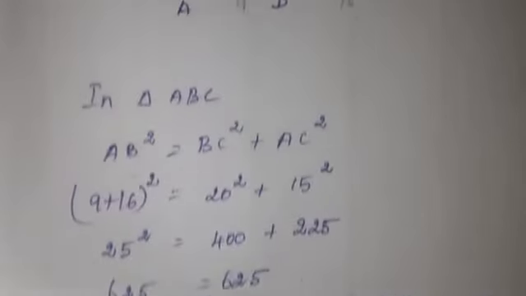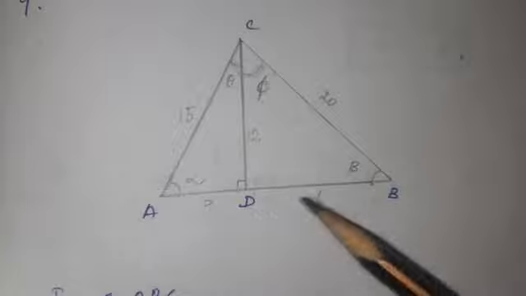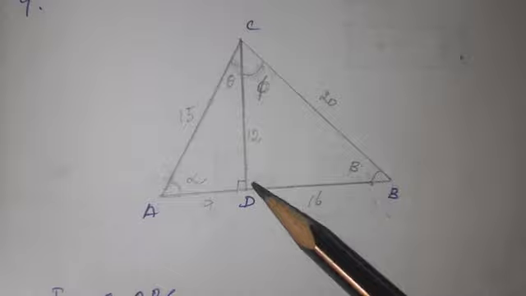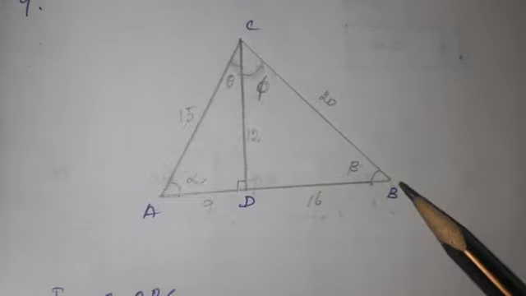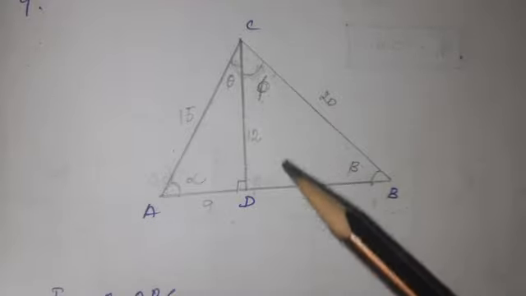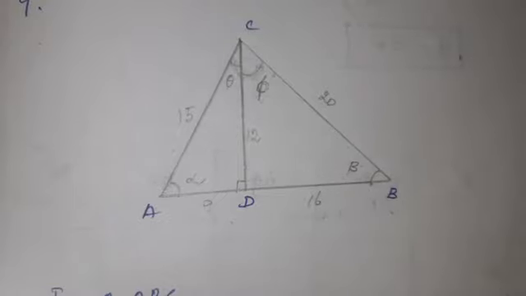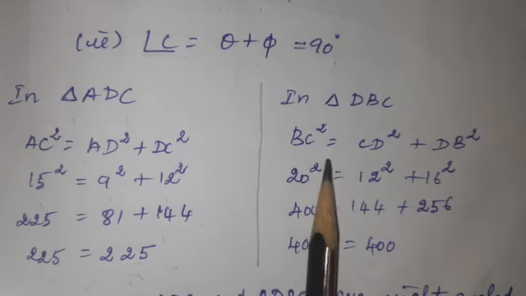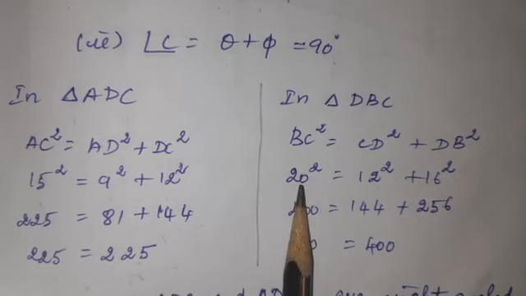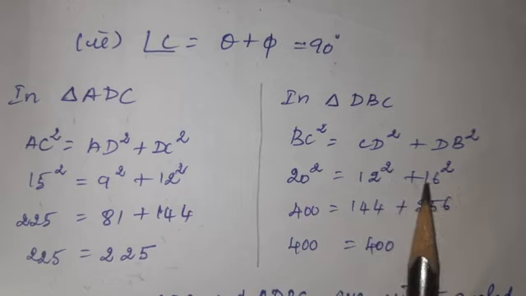Next we have to prove that the other triangle is a right angled triangle. The name of the triangle is DBC. When you see this triangle, here it is the right angle. Opposite the right angle is the hypotenuse, so BC is the hypotenuse. By using the Pythagoras theorem, BC square is equal to DC square plus DB square. BC is given in the diagram as 20, so 20 square is equal to CD value given as 12 square plus DB value 16 square.